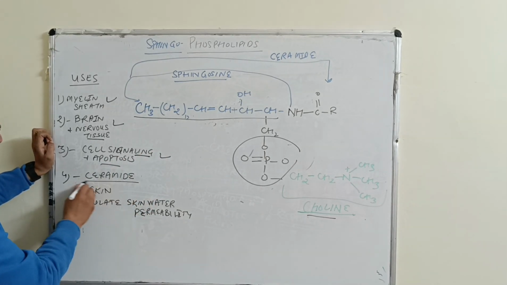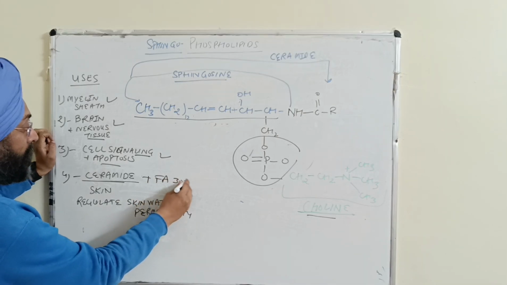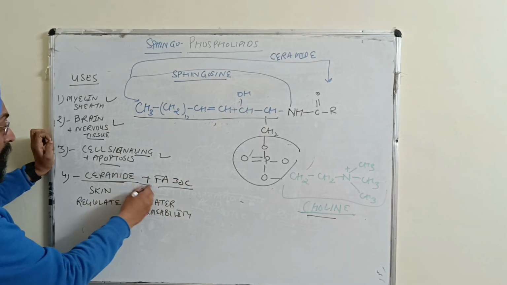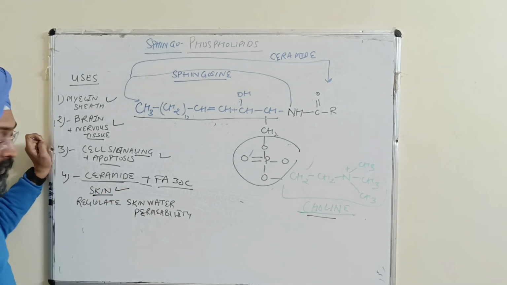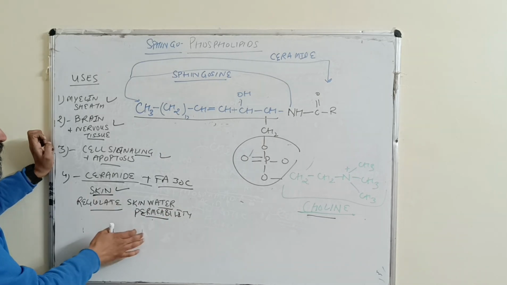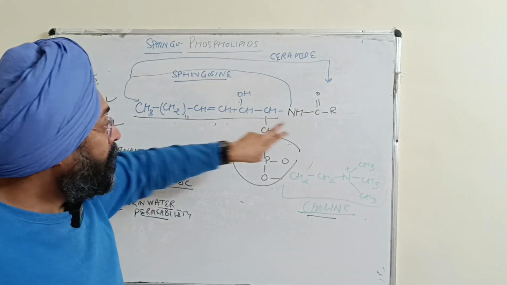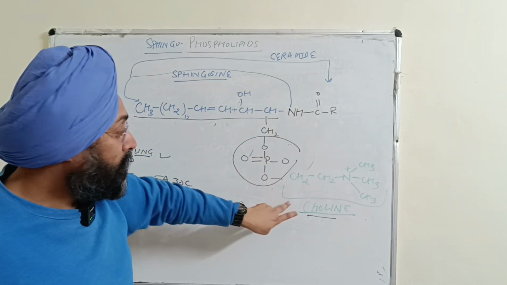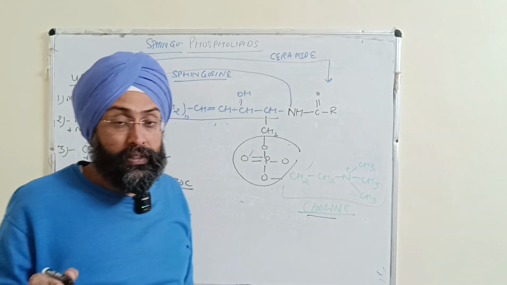And the ceramide, when it is attached to a 30 carbon fatty acid, it plays a role in skin, and it also regulates skin water permeability as well, right? So sphingosine is an alcohol with amide linkage and phosphoryl choline, right? Glycerol is totally absent in sphingophospholipids, right?